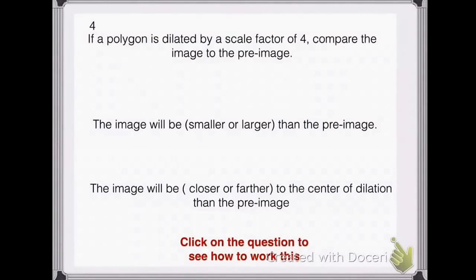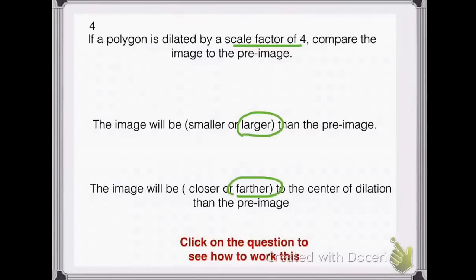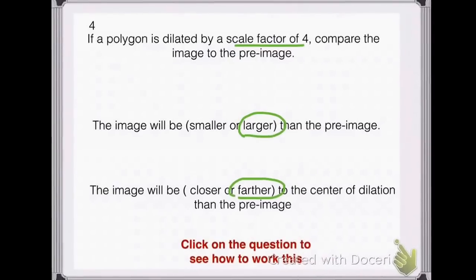On this question, if a polygon is dilated by a scale factor of 4, compare the image to the pre-image. Will the image be smaller or larger? So think about it. If you multiply something by 4, you're going to get a larger value. Will it be closer or further to the center of dilation than the pre-image? So if you multiply it by a number greater than 1, it's going to be further away because it's going to have more ways to travel.